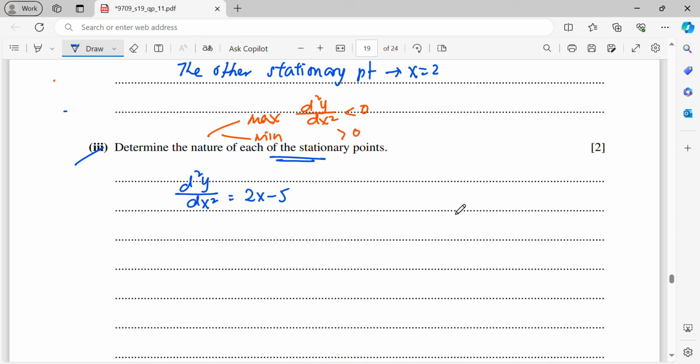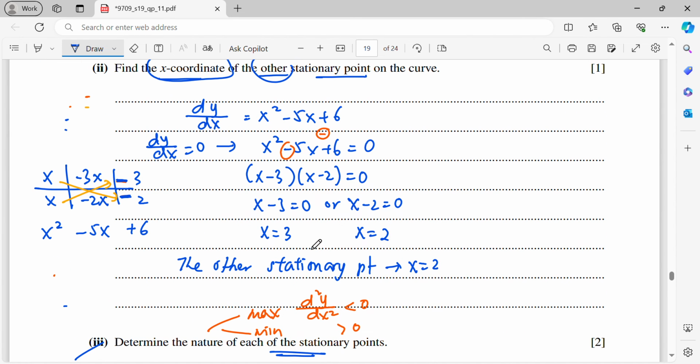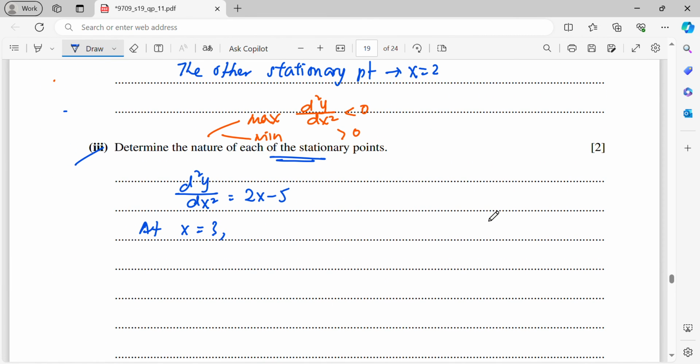So at the first point, at x equals 3, because just now I found two x values here, x is 3 and x is 2. So you just replace. The second derivative is 2 times 3 minus 5. That is 6 minus 5, I get 1. Okay, so when it is 1, that is greater than 0, then I will get a minimum point. So it means that 3, you can just write minimum point.